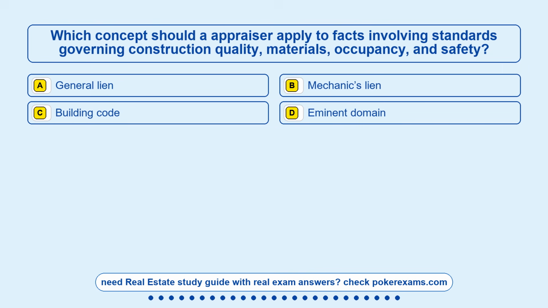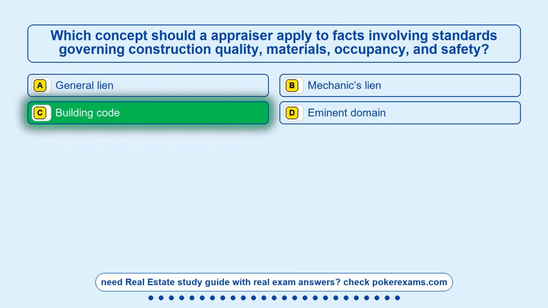Question 10. Which concept should an appraiser apply to facts involving standards governing construction quality, materials, occupancy, and safety? Option A, general lien. Option B, mechanics lien. Option C, building code. Option D, eminent domain. The correct answer is option C, building code.